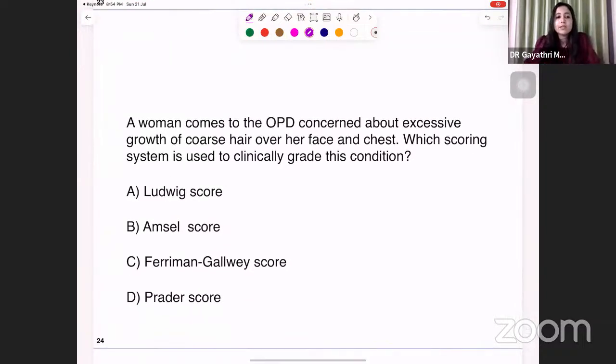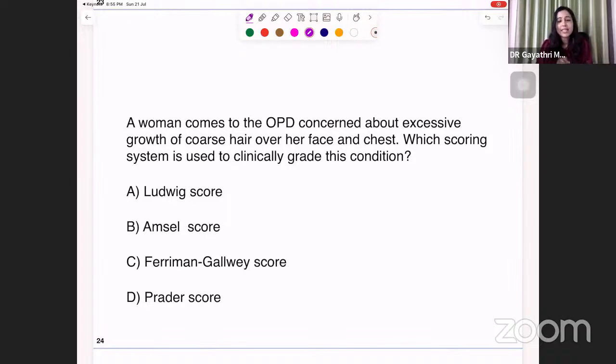A woman comes to the OPD concerned about excessive growth of coarse hair over the face and chest. What is the scoring system that is used to clinically grade this condition? So what is this excessive hair growth over the face and chest? This is your hirsutism. In hirsutism, the test that you do is your Ferriman-Galloway scoring. What about the other scorings that are given?